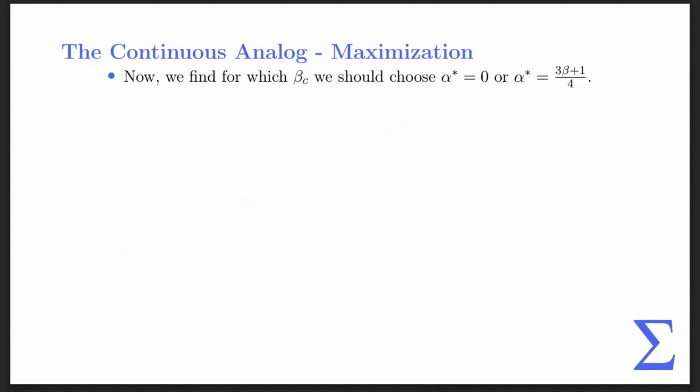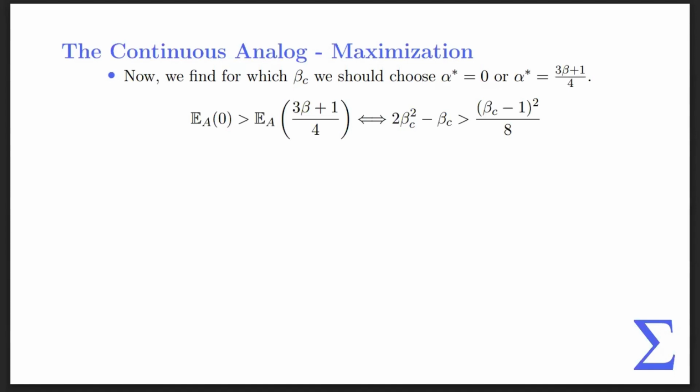So now we can deal with these continuous versions a lot easier. We're able to figure out which one is more optimal. We can just solve for when the expected profit of choosing 0 is better than the expected profit of choosing 3 beta plus 1 over 4, which boils down to solving this quadratic here. If we do that, we find that it is when player B's cutoff is greater than this value here, 3 plus 2 root 6 over 15, which is about 0.5266.